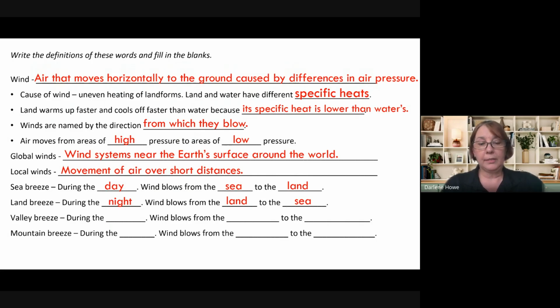Again, it's a land breeze, so it has to be named from where it starts. Valley breeze. Do you guys see a pattern forming here? Valley breeze happens in the daytime, and a valley breeze blows from the valley to the mountain. Good. Again, mountain breeze. We've got to flip it all around, same as we do for the sea breeze and the land breeze. Mountain breeze happens at nighttime. Wind blows from the mountains to the valleys, because we've got different heating of those different areas.